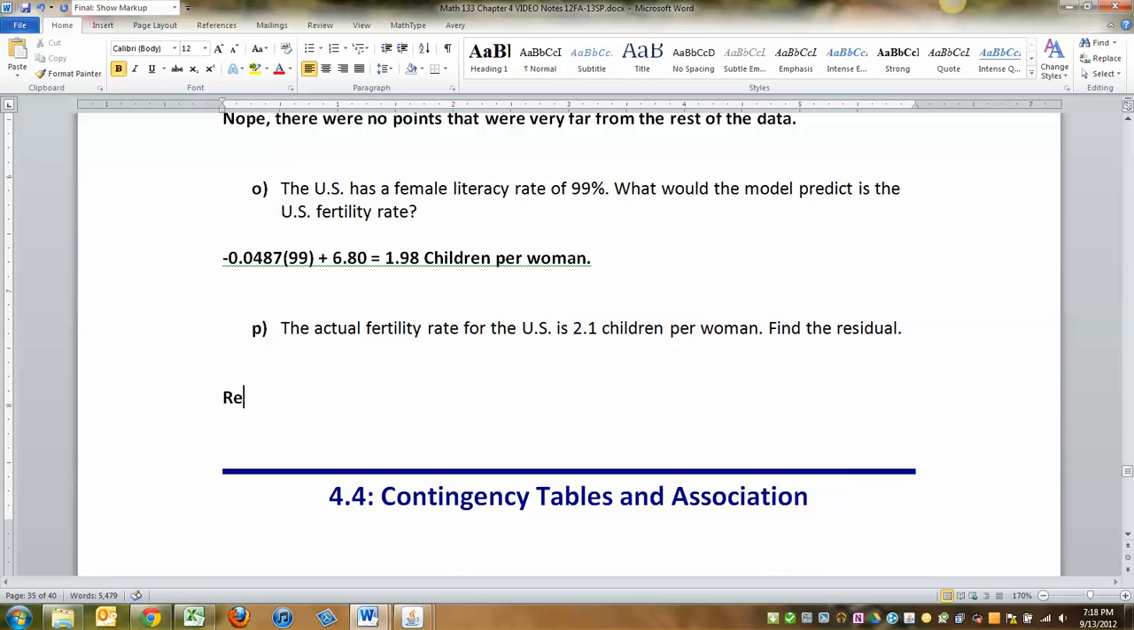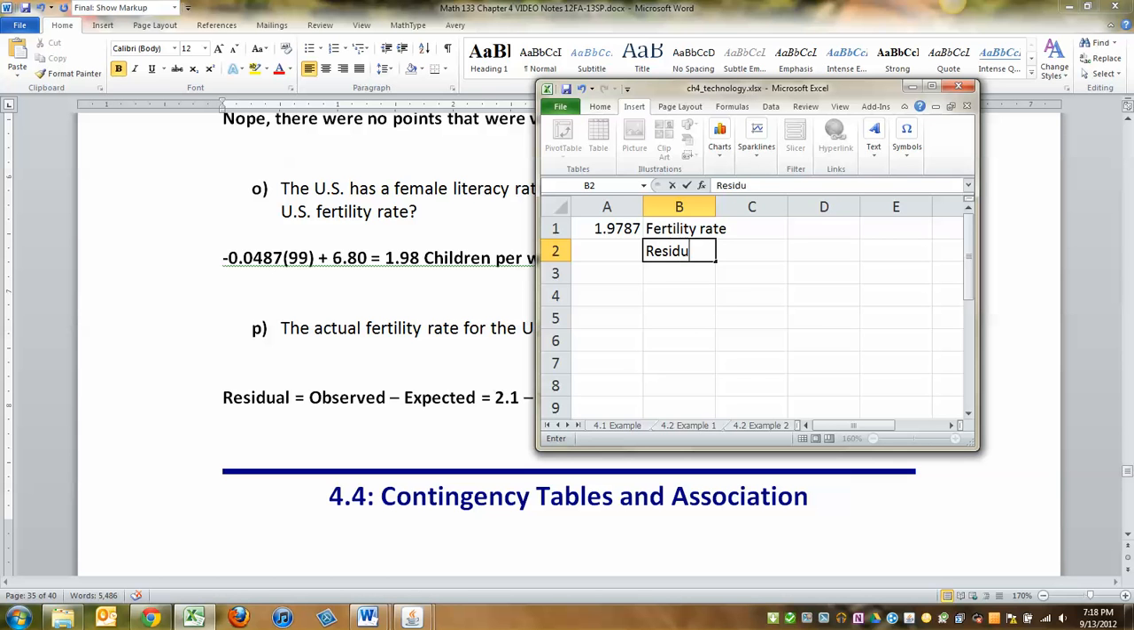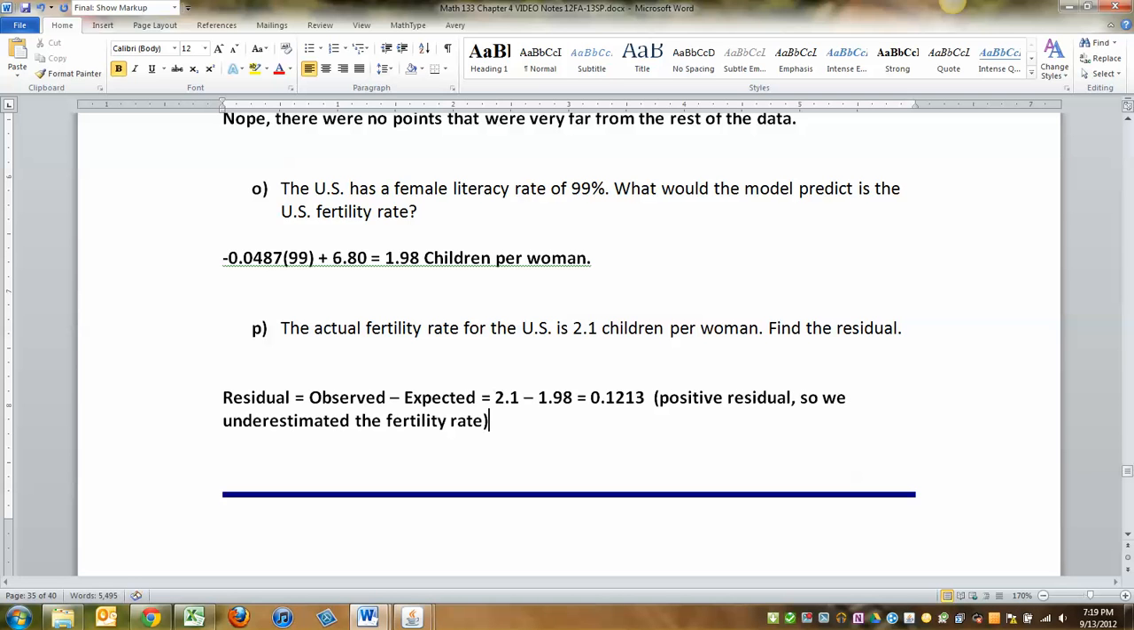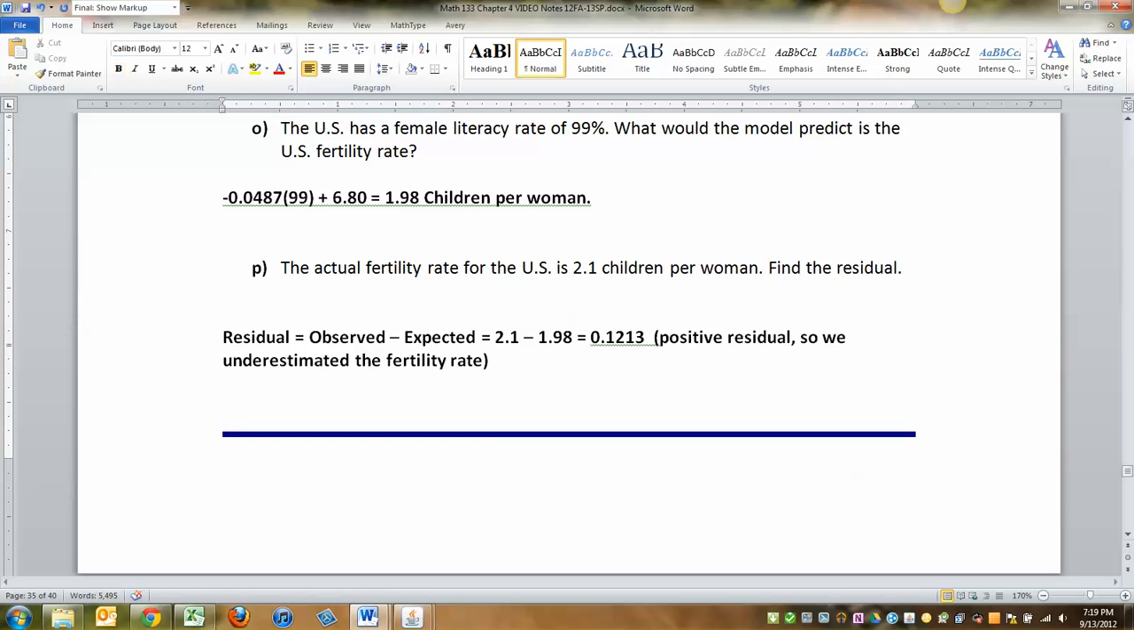So find the residual. So remember, residual is equal to 2.1, observed, minus expected. So you go 2.1 minus 1.98, and then you just find that. So, boy, we're really not doing much in this particular problem, but that's okay. Residual is equal to 2.1 take away 1.9787. And there we go. This one's a positive one for once. So it's positive, and being a positive residual means we underestimated the fertility rate. We guessed that it was going to be 1.98, but it was actually 2.1. So women in America are having a little bit more children than we expected based on the model.